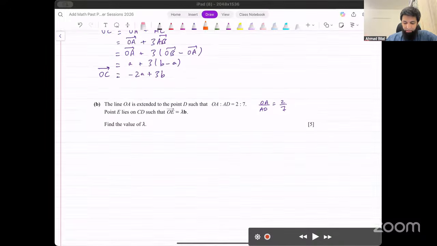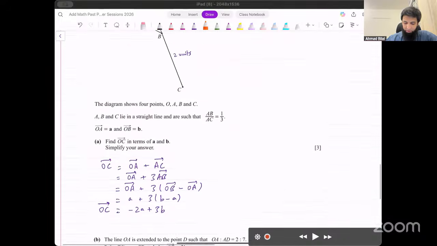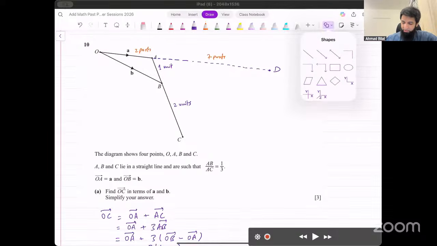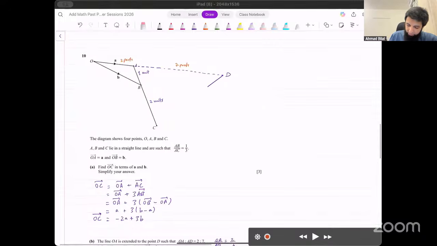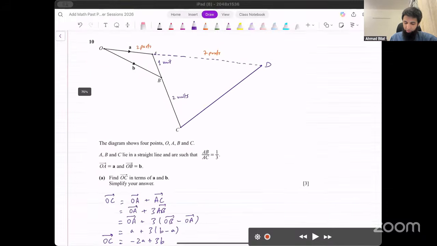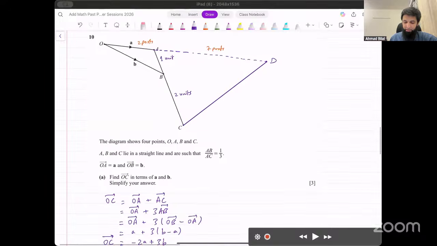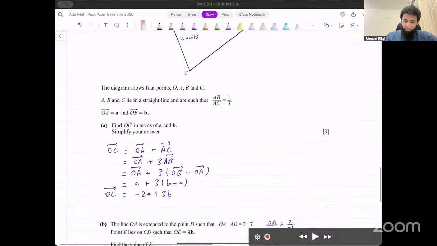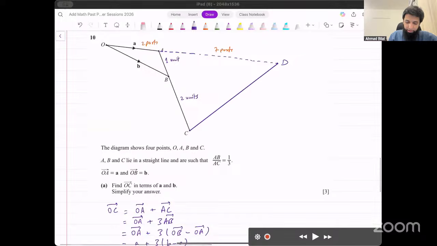Point E lies on CD such that OE vector is lambda B. There is a point on CD. If we were to join C and D, there is a point on this line CD such that OE vector is lambda times B. OE is lambda times B. What that means is it is a multiple of B. So there's a point E somewhere. Where exactly is that point E going to be?